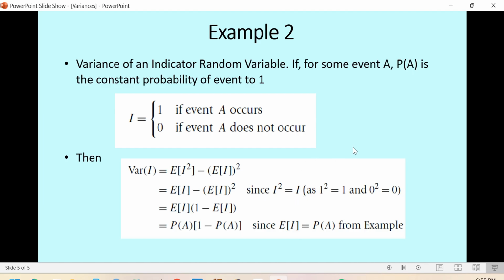This case is very special, and in the end we get the variance of this random number, that is, of a Bernoulli trial. The variance of the result of a Bernoulli trial is P(A) times (1 minus P(A)).